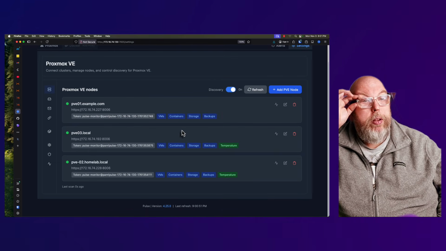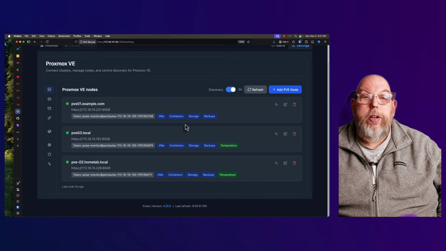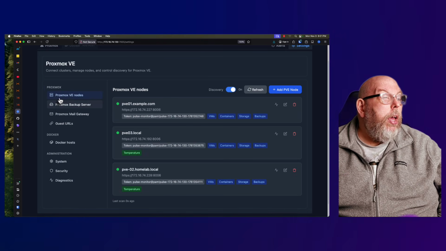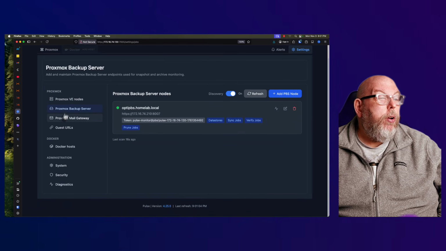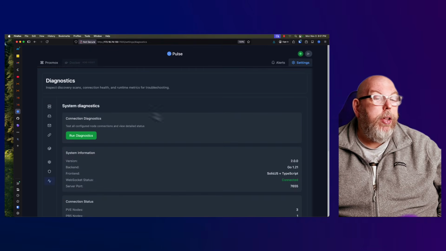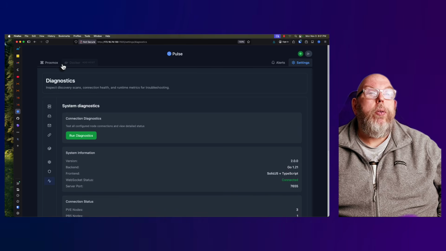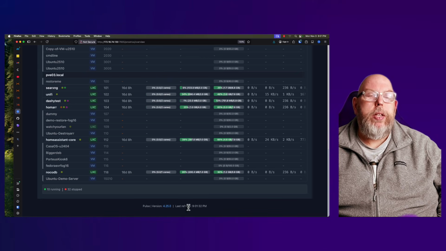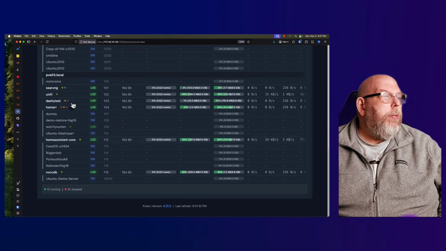You can add Proxmox hosts here. They do not have to be part of a cluster. They can be individual hosts. And it gives you different things for configuring the backup server, the mail gateway, and your Docker host. It gives you some system and diagnostic information here as well. Now, it's worth noting that Pulse is at version 4.25 as of today.